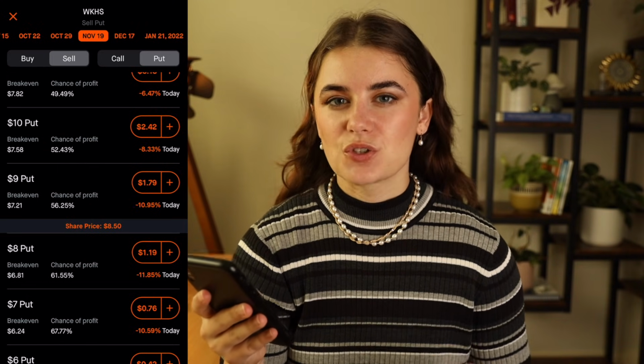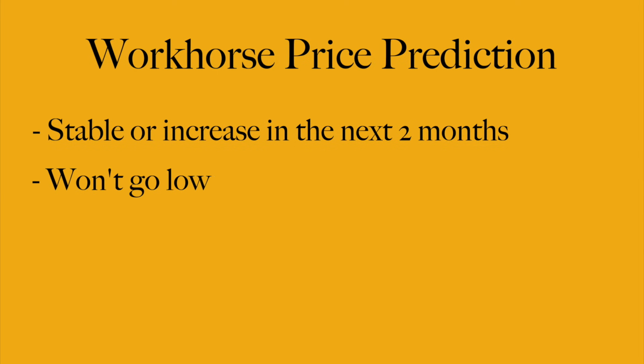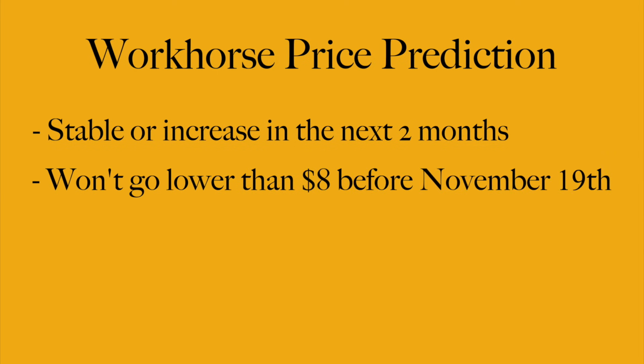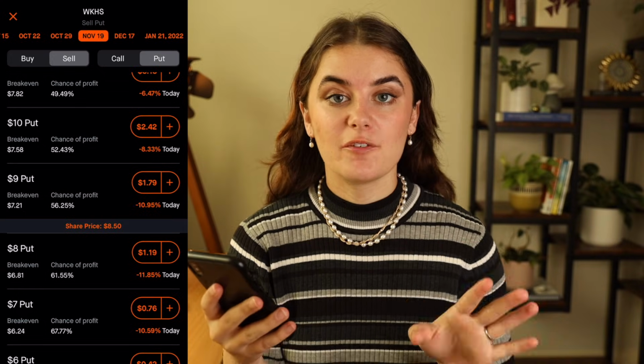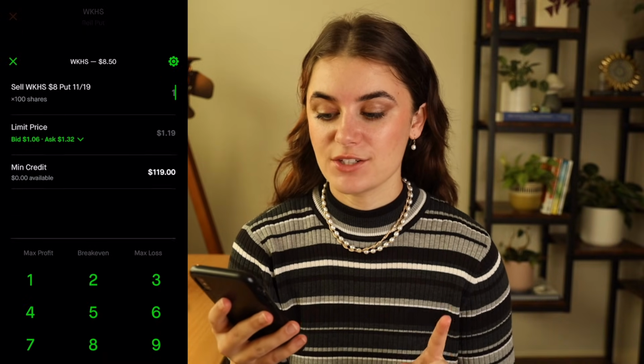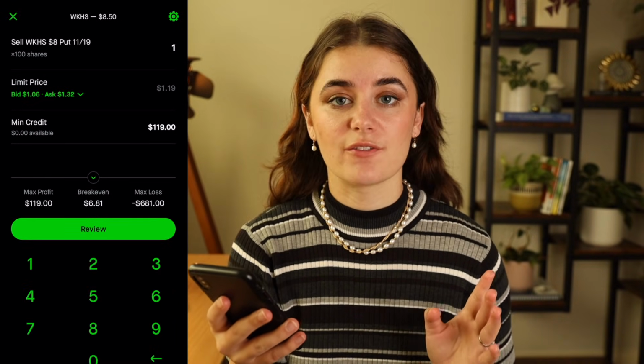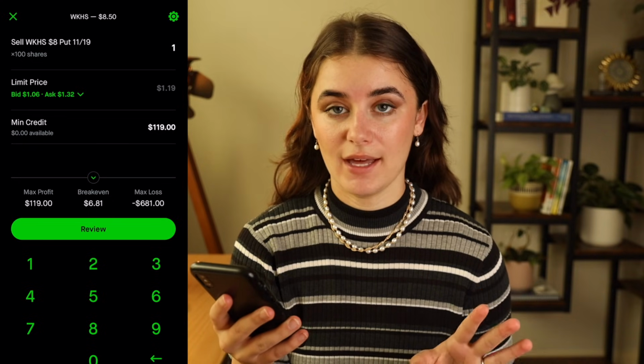Now we have to choose a strike price for this option. Let's say we don't think it's likely that Workhorse will go much lower than $8 before November 19th. Then it might be a good idea to sell this $8 put option. Remember that we need to have enough cash in our account to cover the purchase of 100 shares of Workhorse stock at the strike price.